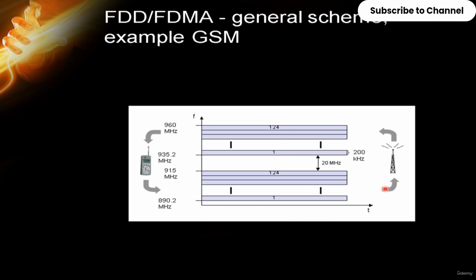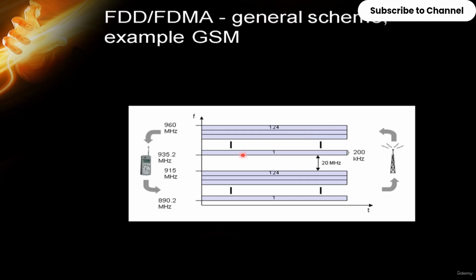Here we have a base station, and the uplink and downlink frequencies are given. The downlink frequency is 960 megahertz, and the uplink is 890 megahertz. The frequencies are allotted for particular channels, and the communication takes place between the base station and mobile nodes using GSM. The frequencies are allotted for the particular frame.